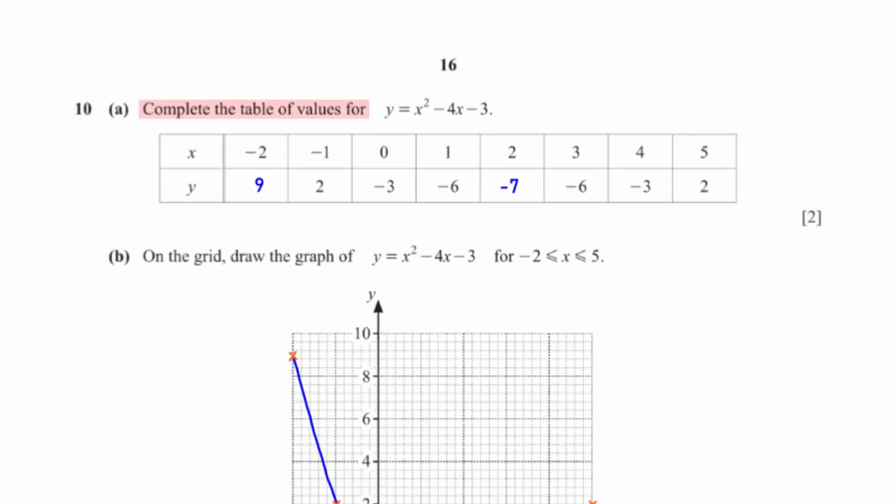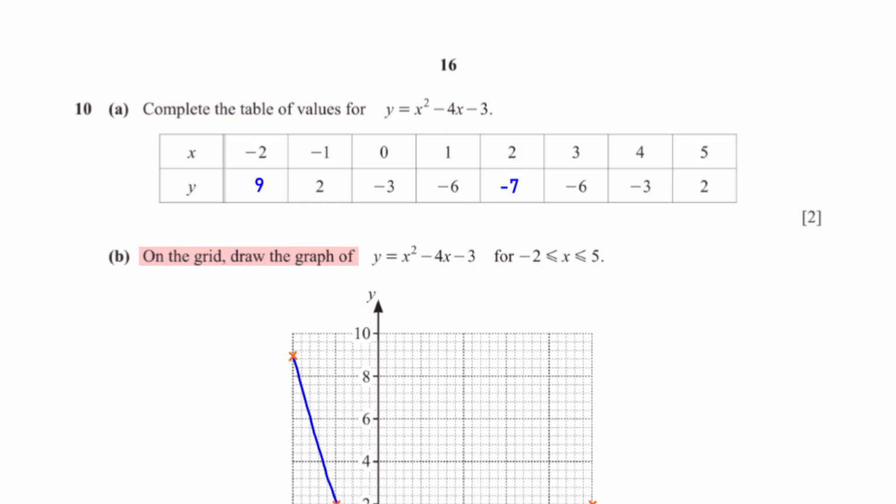Complete the table of values for y equals x squared minus 4x minus 3. When we plug in x equals negative 2 into the equation, we get y equals 9. For x equals 2, we get y equals negative 7.